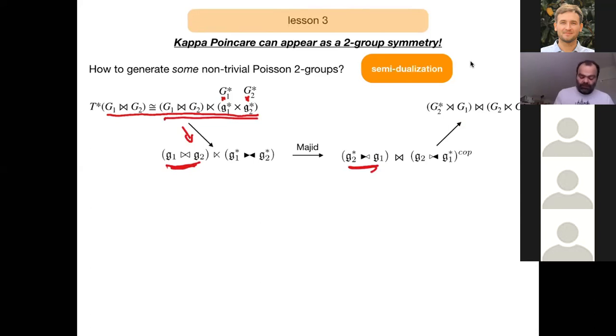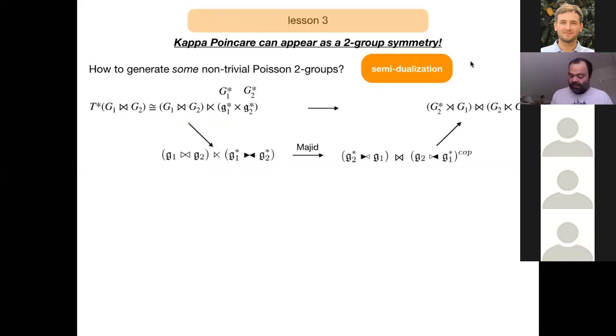What we do here is that we have a phase space, X and P, and we're going to do a partial Fourier transform. We're just going to Fourier transform half of it. That's the semi-dualization. So here I'm exchanging G2 and G2 star. Okay, I'm just doing a partial Fourier transform. And then you can exponentiate back. So that's how the semi-dualization is going to work.